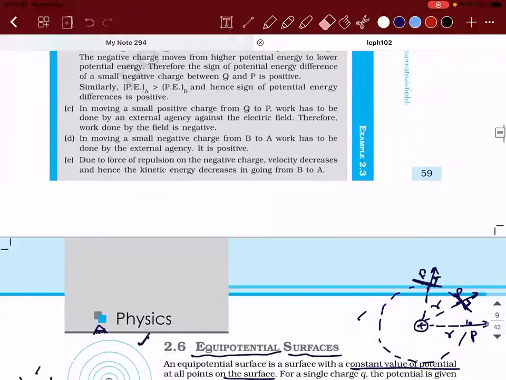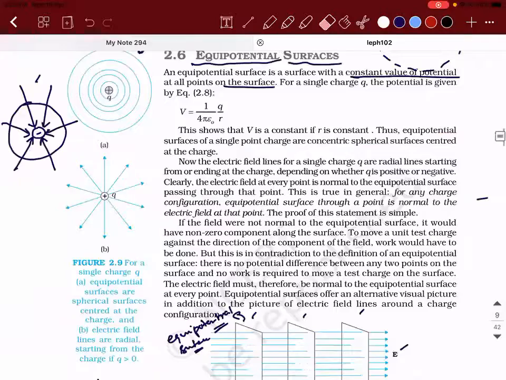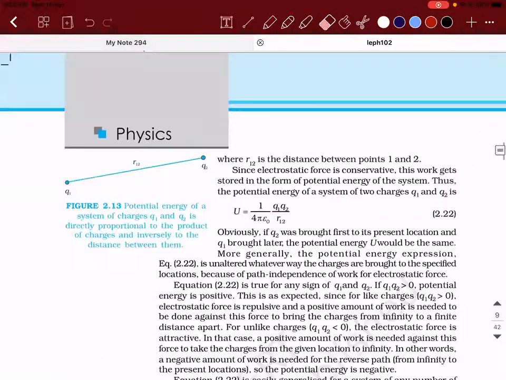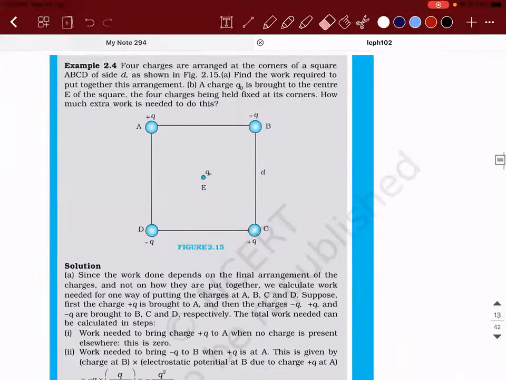Okay. So with this, we have completed a problem based on the relation between electric field and potential gradient as well. Now we'll go to example 2.4. Read the question carefully and write. There are 4 charges which are arranged at the corners of the square ABCD of side d. Find the work required to put this kind of an arrangement.